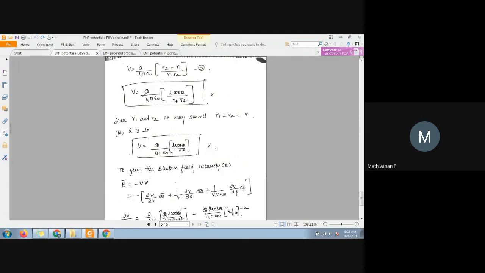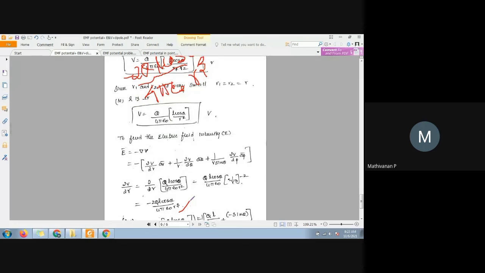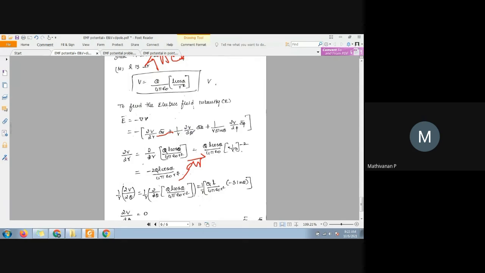So the final expression is QL cos theta, minus 2 is there now. Already one minus is outside, so I will write minus 2 as it is. Minus 2 divided by 4 pi epsilon naught r cube. So this is your ∂V/∂r explanation. This is what we have derived, into AR vector, so that AR will be there. Next we'll go for the next term.